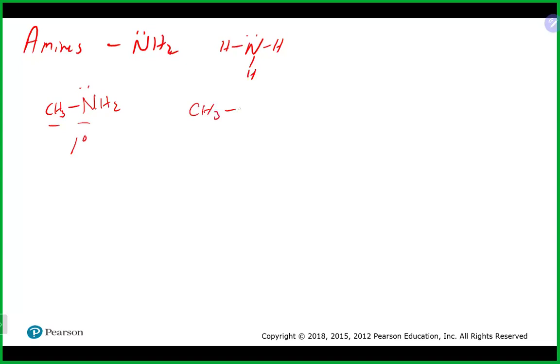We can attach two carbons to it, and that would be a secondary amine. And we could also attach three carbons to it. There we go. And that would be a tertiary amine. As you can see, for every extra carbon group that we attach, we end up with one less hydrogen. So I still think it's better just to count the carbons rather than the hydrogens. How many carbons are attached to that nitrogen gives you primary, secondary, and tertiary.